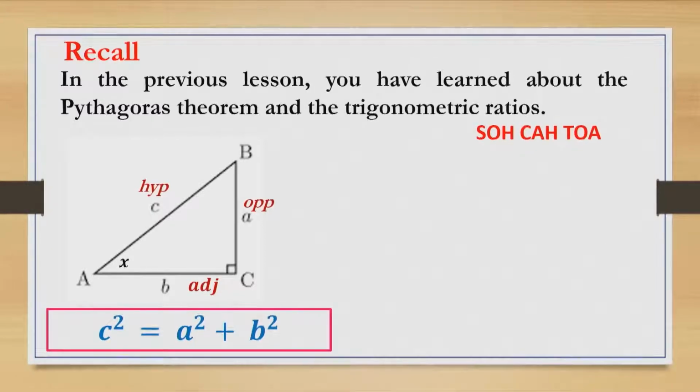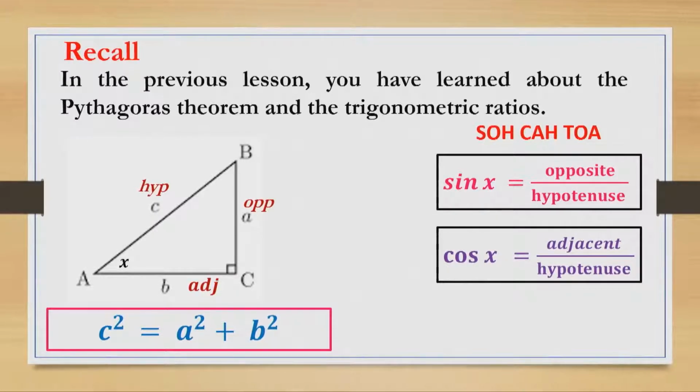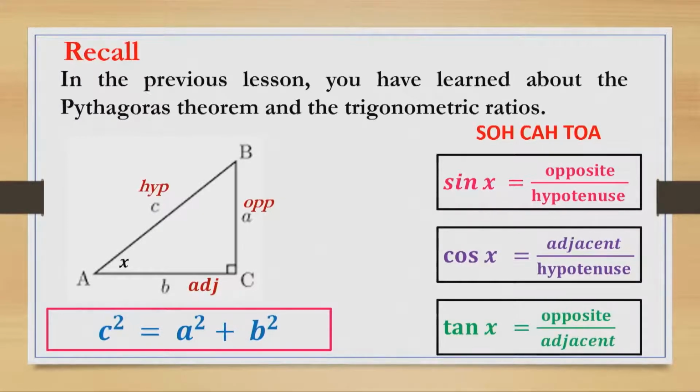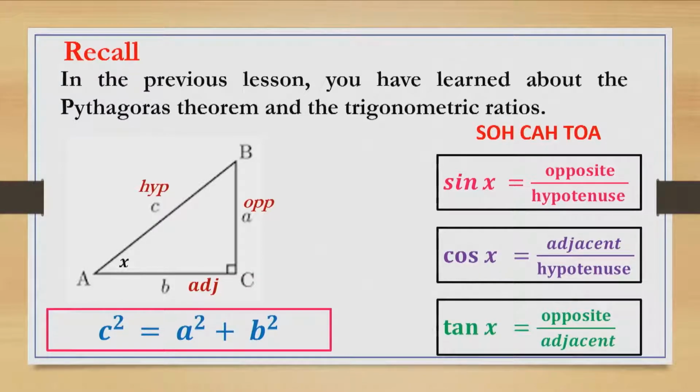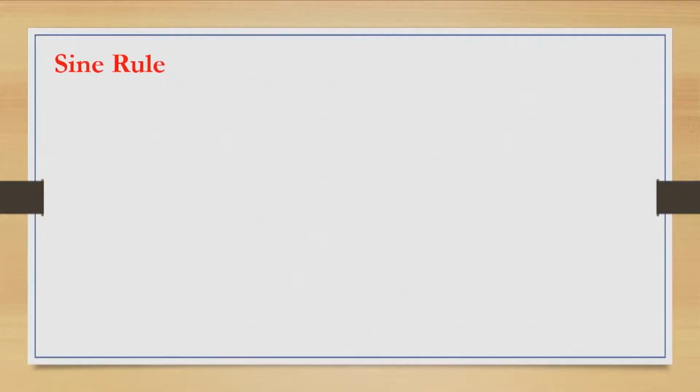The longest side is called the hypotenuse, and the remaining side is called the adjacent. Using the acronym SOHCAHTOA, I will have the three formulae: sin x equals opposite over hypotenuse, cos x equals adjacent over hypotenuse, and tan x equals opposite over adjacent. These were what we had learned in the first lesson. In today's lesson, we will learn about the sine rule.